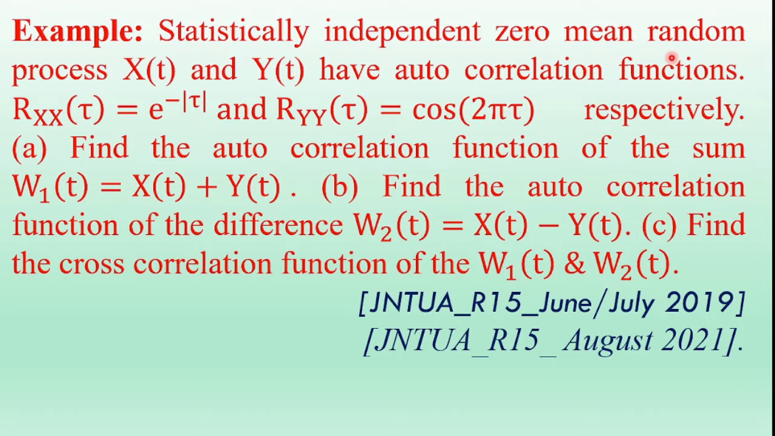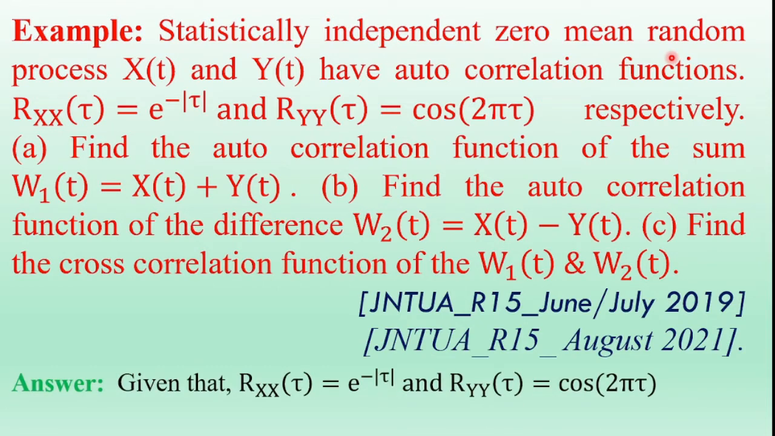And second bit, find the autocorrelation function of the difference w2 of t. w2 of t is defined as x of t minus y of t. And third bit is find the cross correlation function of w1 of t and w2 of t.